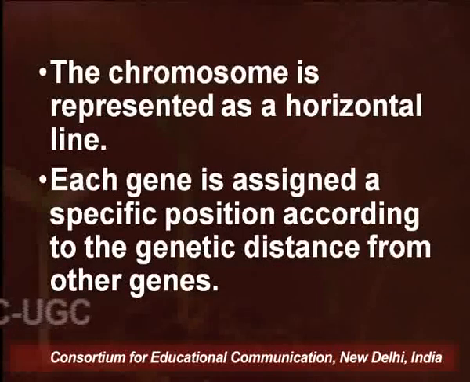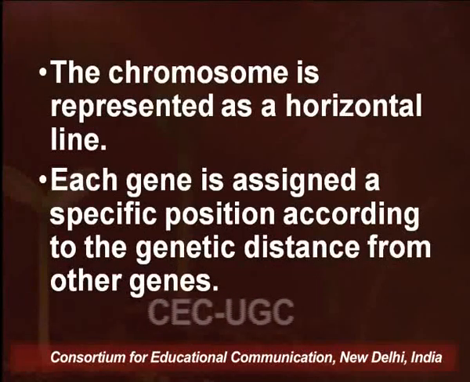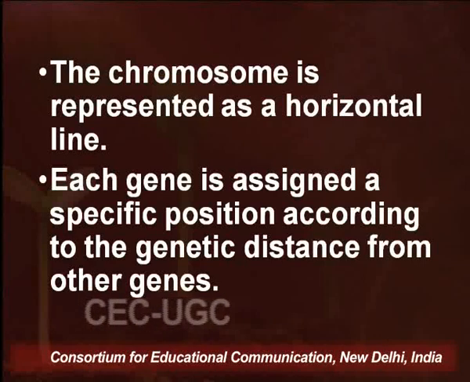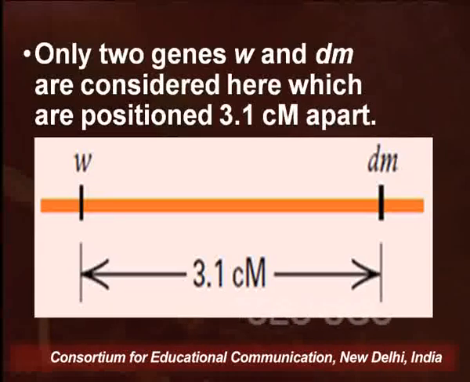Viewers, you should be very clear on one point, that the chromosome is represented as a horizontal line. Each gene is assigned a specific position according to the genetic distance, and this 3.1 centimorgan can be represented as a linear line, a chromosome where the positions of W and DM have been located, and they have been shown to be 3.1 centimorgan apart. But then, as I said, you have to be careful. This is only the beginning.